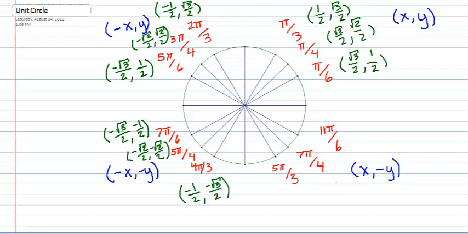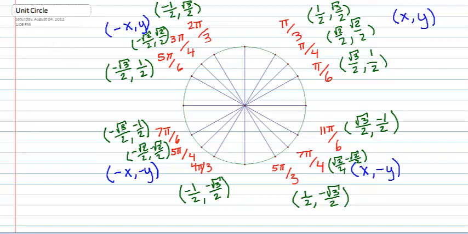5 pi over 3, we will copy down pi over 3, so it's 1/2, and then negative y, so it's negative root 3 over 2. Positive x, negative y. Sorry for squishing that in there. And then 11 pi over 6 will copy down root 3 over 2, negative half. There you go. So there's the unit circle.